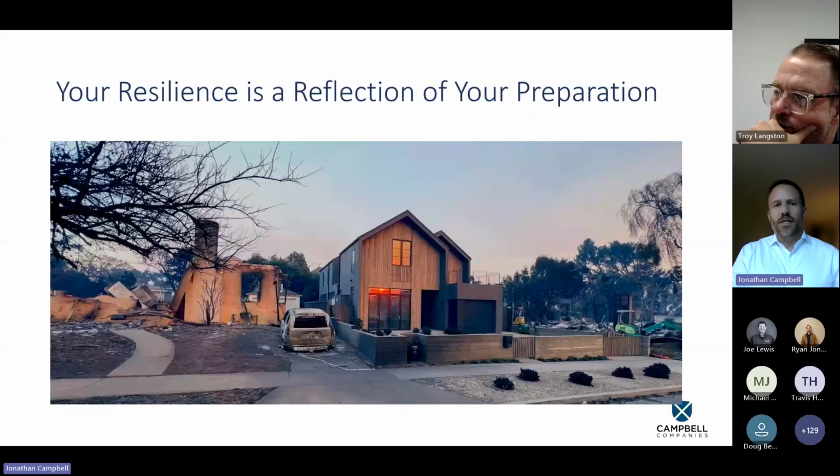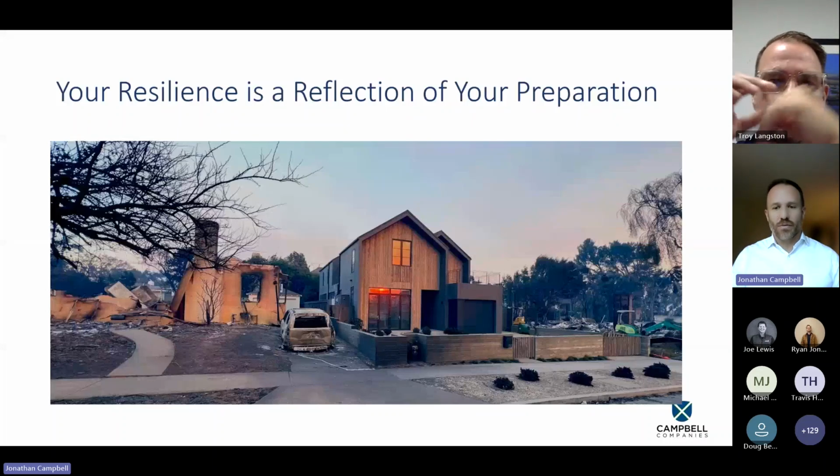And resilience is really a reflection of your preparation. How well you bounce back is a determination of what you did beforehand. So I'm going to dive into the LA fires a little bit, but this is a house that survived the LA fires. Everything around it burned. But one of the reasons, now the owner of this house attributes a lot of that to luck, but it's also how the house was designed.